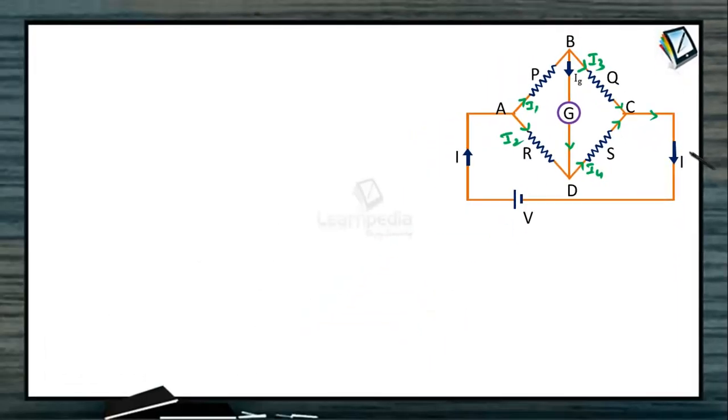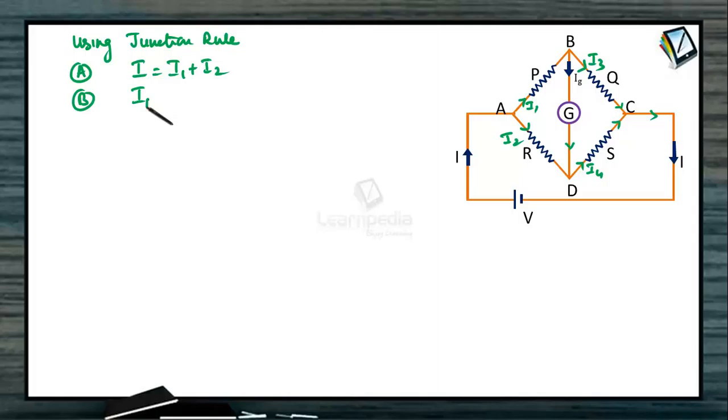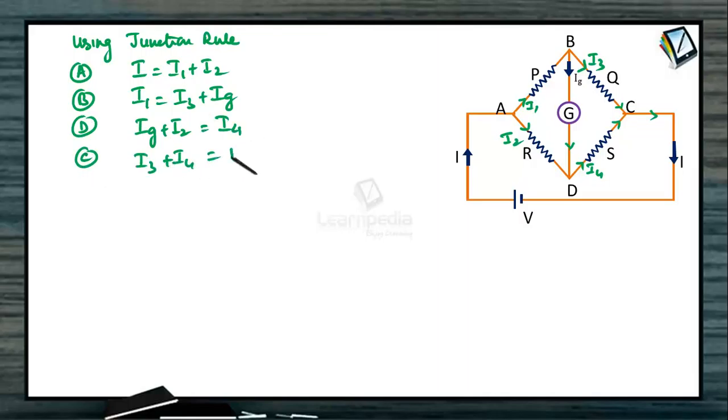Now, using junction rule, at junction A, we can write I is equal to I1 plus I2. At junction B, I1 is equal to I3 plus IG. At junction D, IG plus I2 gives the current I4. At junction C, I3 plus I4 gives the current I.